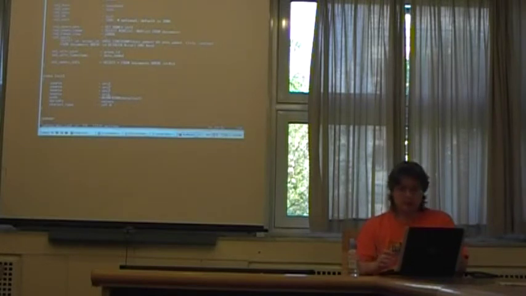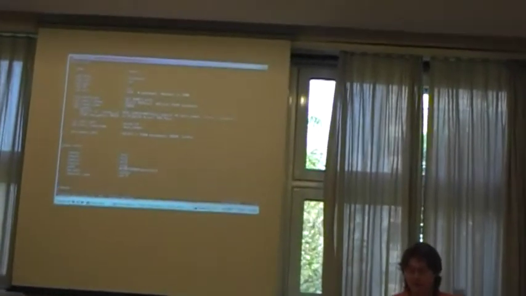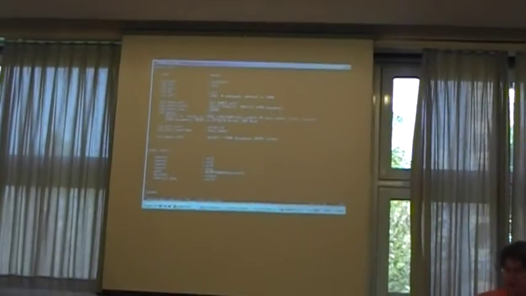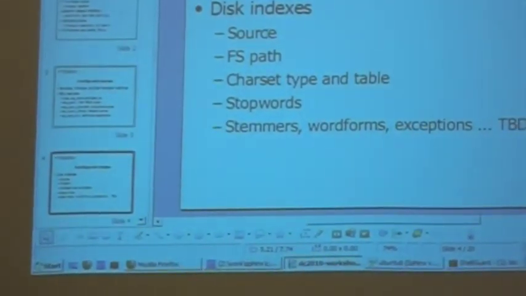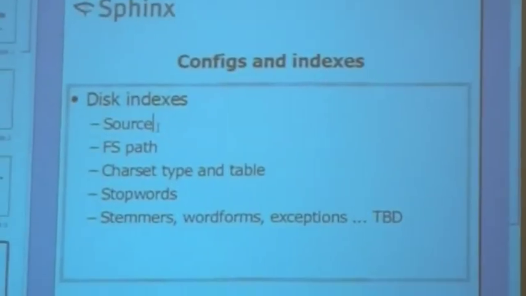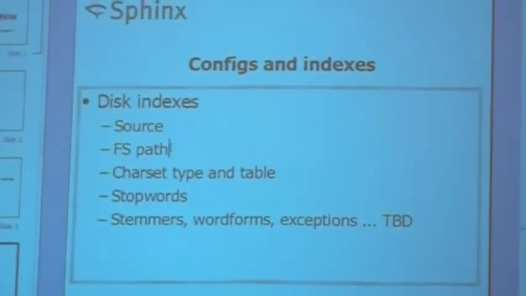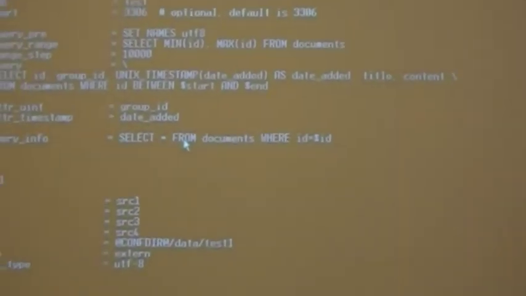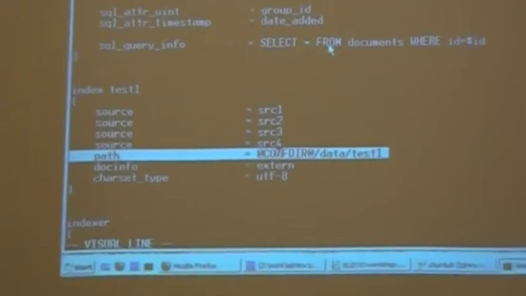So this is correct syntax. This is going to work. It's going to pull the data from source 1, then source 2, then source 3, and so on. So yeah, a list of sources that we'll be pulling the data from, and the path in the file system where the index will be stored. Well, just a matter of a single directive once again.